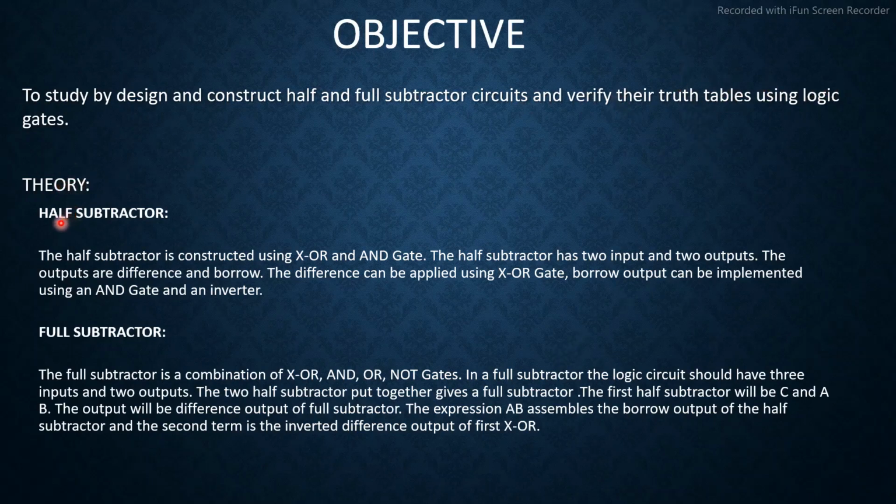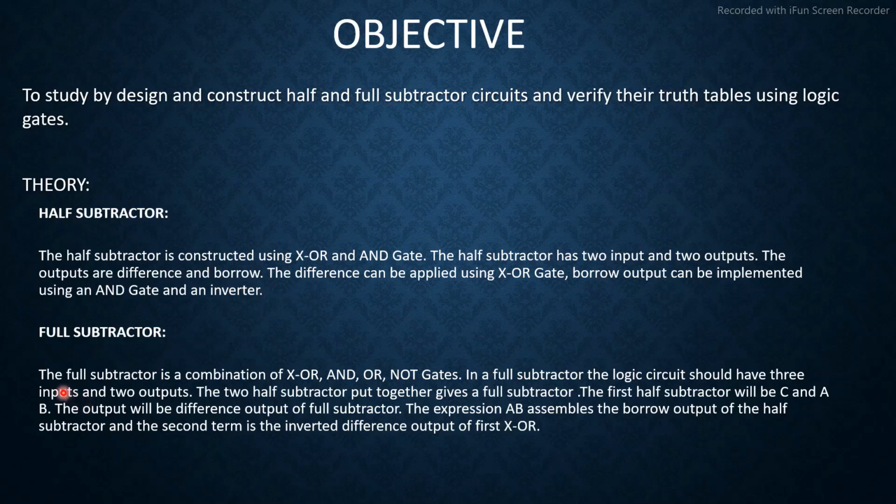Theory: half subtractor. The half subtractor is constructed using XOR and AND gate. This half subtractor has two inputs and two outputs. The outputs are difference and borrow. The difference can be implemented using an XOR gate, and the borrow output can be implemented using an AND gate and an inverter, nothing but a NOT gate.